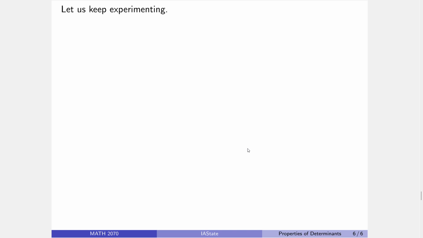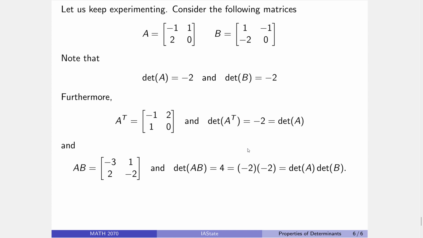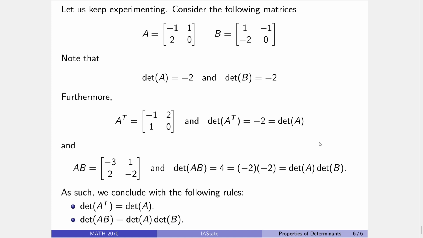All right, let's wrap things up with 2 more properties of determinants, and let's experiment, this time on 2x2s. Let's not go crazy. And let's just play around with these 2x2 matrices. These have pretty easily computed determinants. They're both easily seen to be negative, too. And note that matrix A, when I take its transpose, the determinant didn't change. And likewise, when I take the product of A and B, the product of the determinants gives me the determinant of the product. Hey, our favorite phrase in mathematics, the x of the y is the y of the x. And in fact, this is always true.